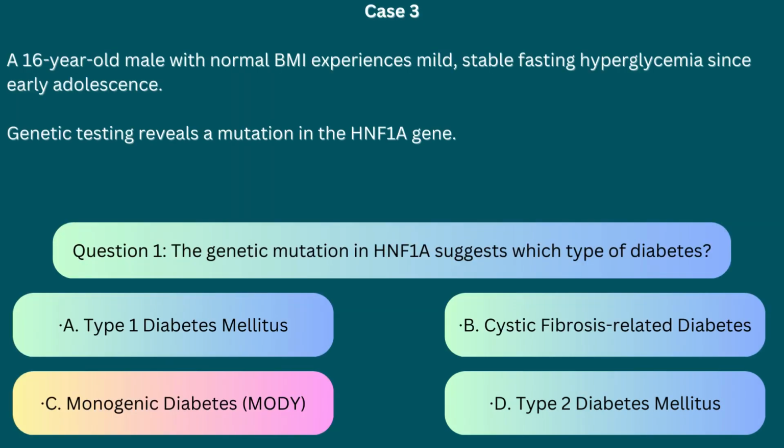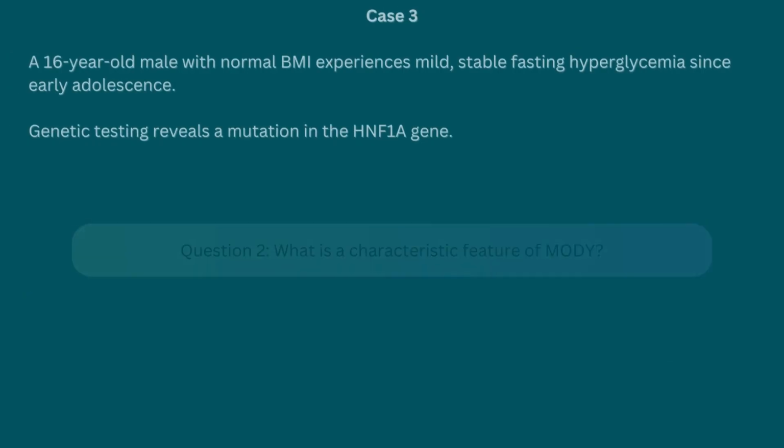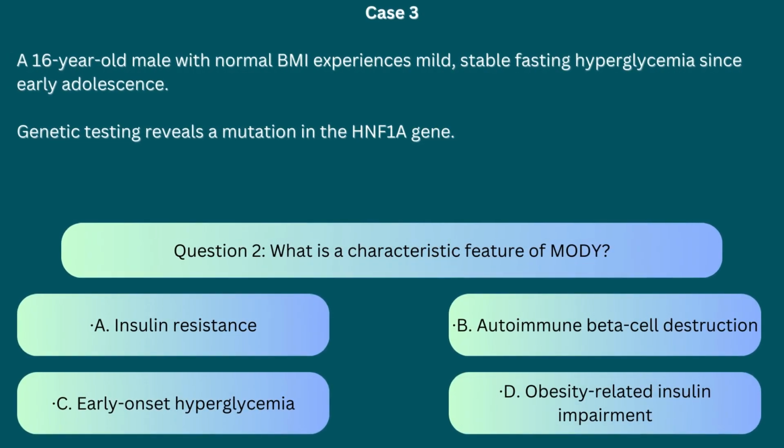Monogenic diabetes. A mutation in the HNF1A gene is a known cause of a specific type of monogenic diabetes, known as maturity onset diabetes of the young, or MODY, particularly MODY type 3. MODY is characterized by genetic mutations affecting insulin production and is different from both type 1 and type 2. Question number 2. What is a characteristic feature of MODY?